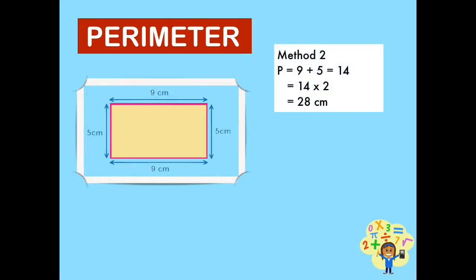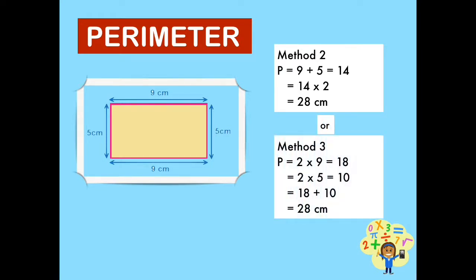We can first find the total length of one pair of the longer side and the shorter side. Then we multiply it by 2. So, 9 plus 5 is equal to 14. And 14 multiplied by 2 will be 28 centimeters.